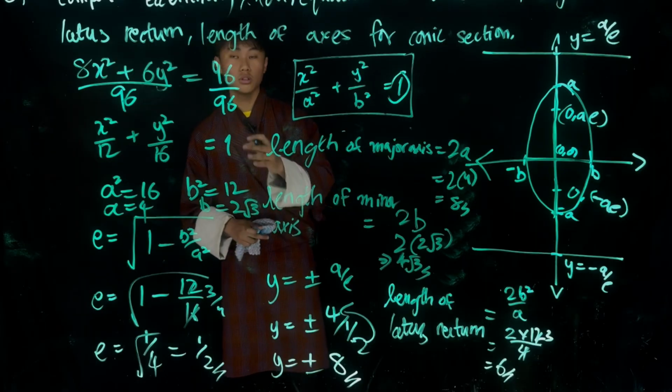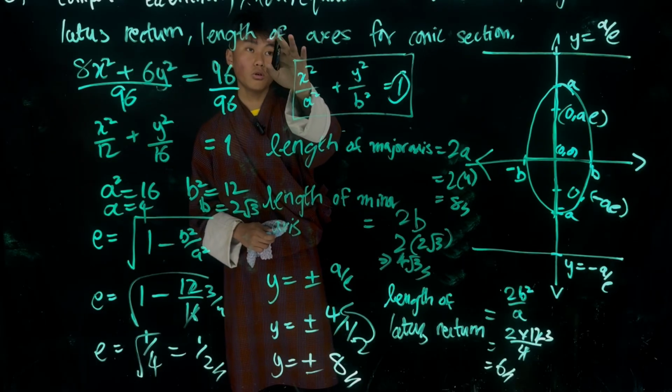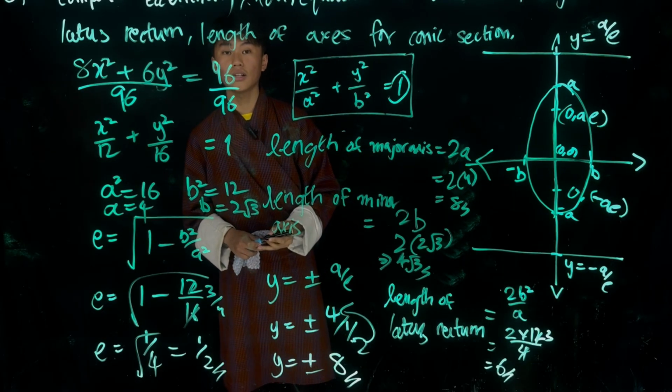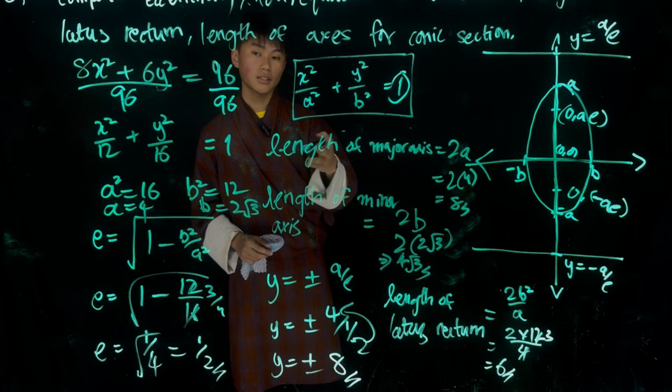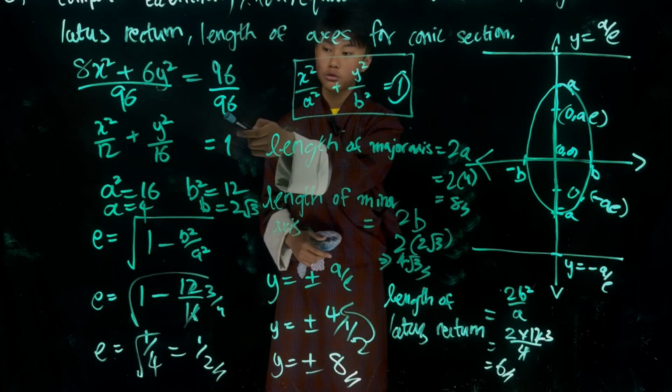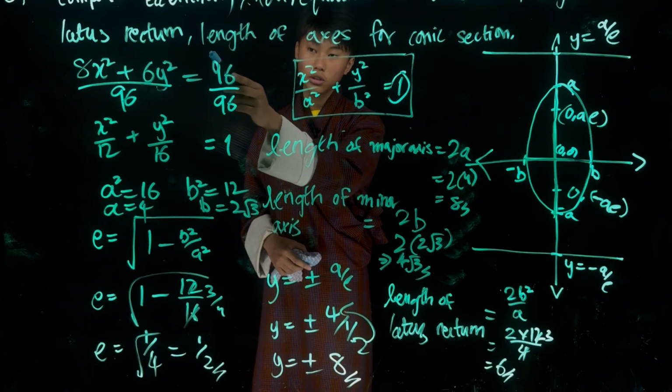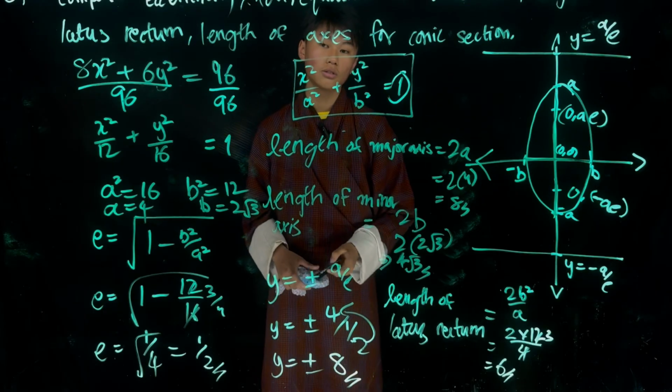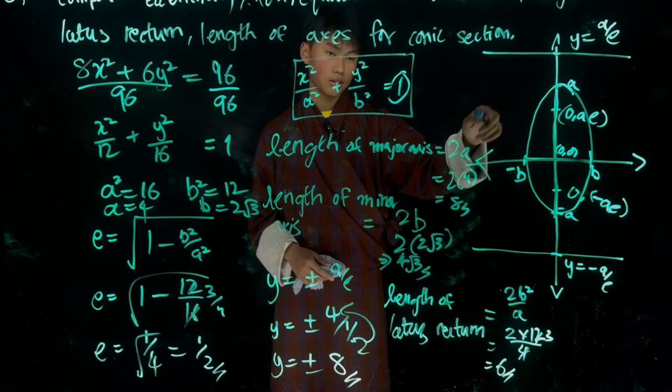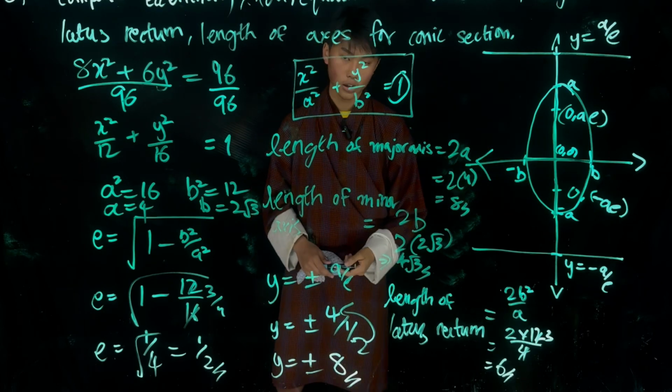So yes, we are done. We have found the eccentricity, foci, the equation of directrices, the length of the latus rectum, and the length of the axes for the conic section. You simply have to change your equation so that it looks similar to the standard equation of the ellipse, and then try and visualize what the ellipse should look like. Then you should get your answer.